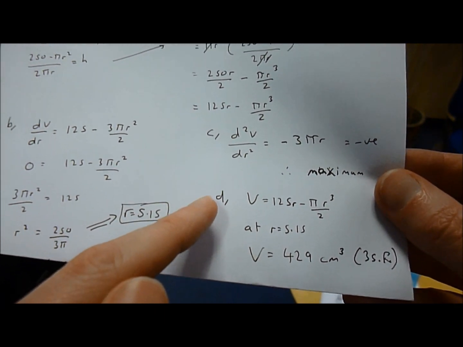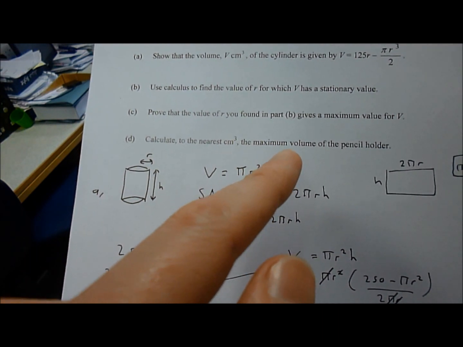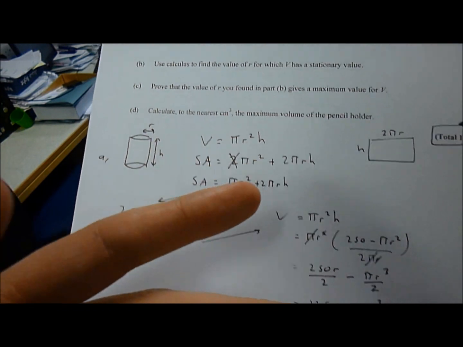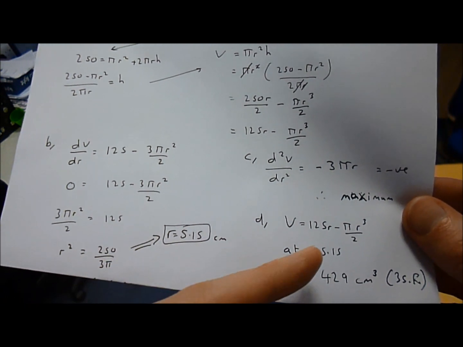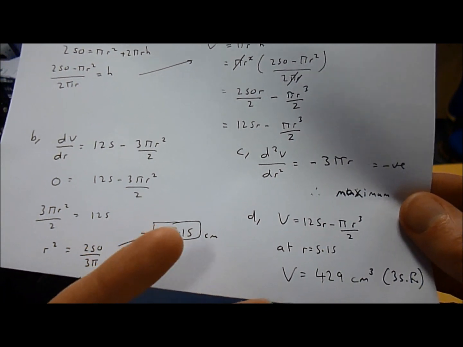Okay. Then it says actually find the maximum value of the volume, and you're just using what you've done. So the maximum volume happens when r is 5.15. I put that into the formula for volume right at the start, and I get this answer, 429 to 3 significant figures. That's it, easy.